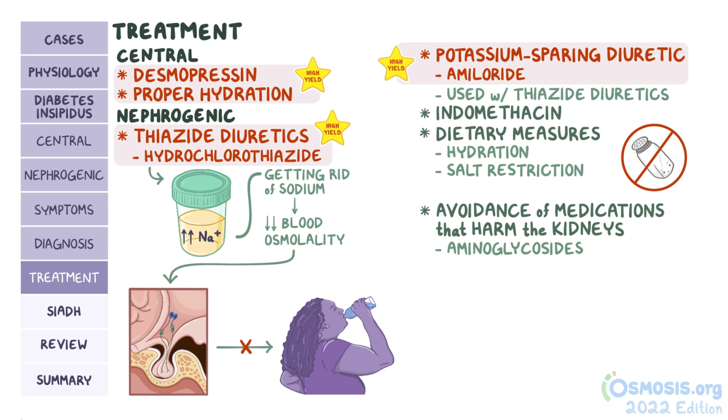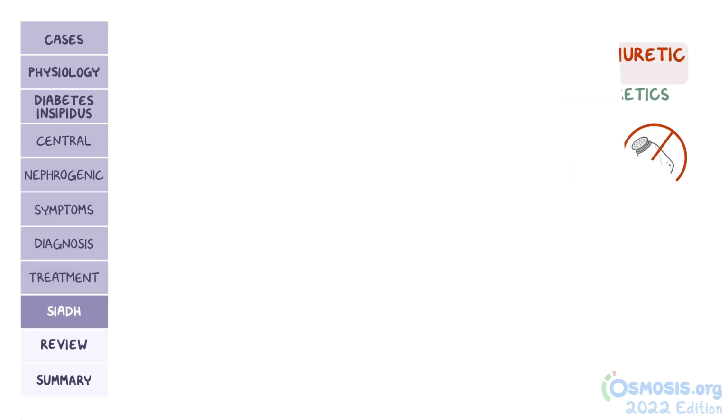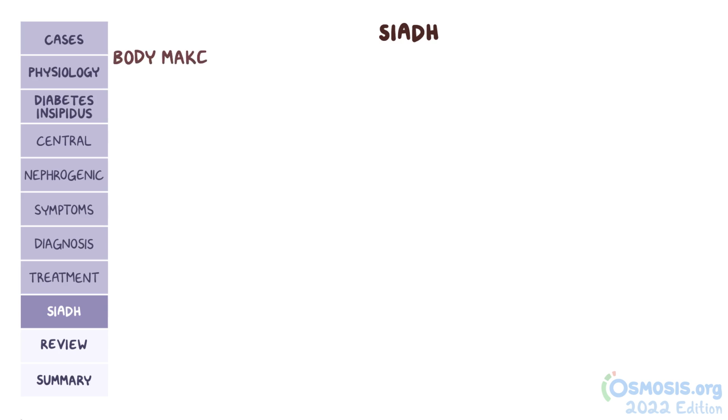Now, we'll be moving on to talk about the syndrome of inappropriate antidiuretic hormone secretion, or SIADH for short. SIADH is a condition where the body makes way too much ADH, as opposed to diabetes insipidus, where there isn't any ADH or where the kidney doesn't respond to it. Okay, SIADH can be caused by several conditions.